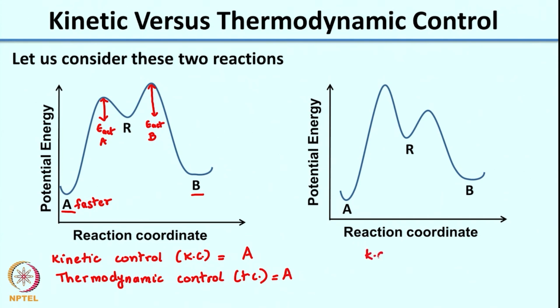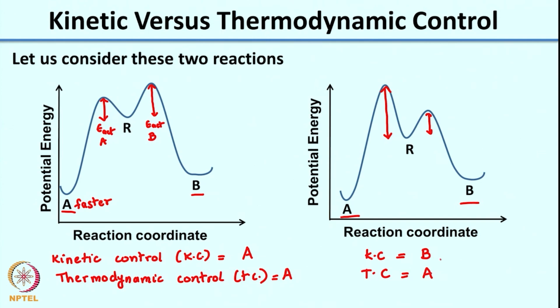Under kinetic control, which would be the major product? As you can see, if I were to look at the barriers, it is much smaller for formation of B. So, under kinetic control, major product would be B. And now, if I were to consider thermodynamic control, which is more stable? A is more stable. So, under thermodynamic control, I actually get a different product, which is A.